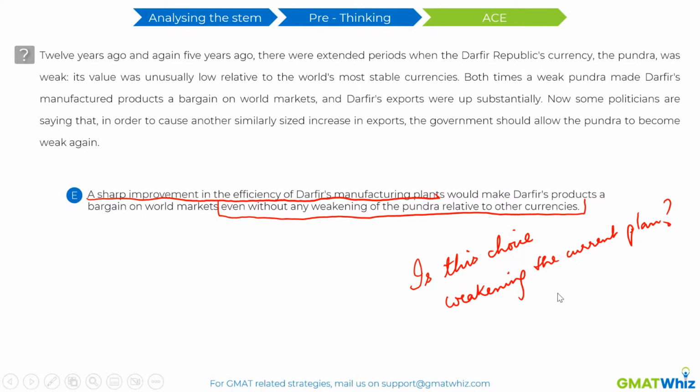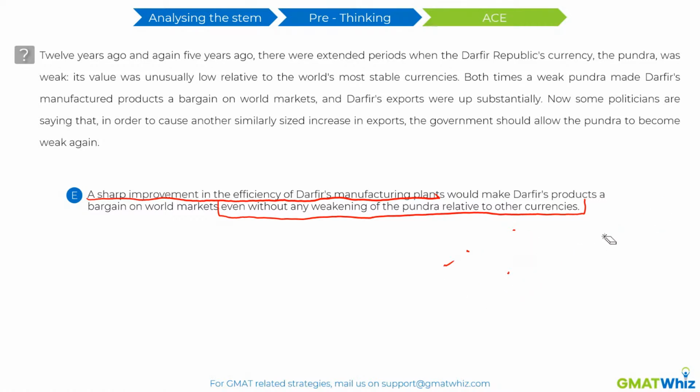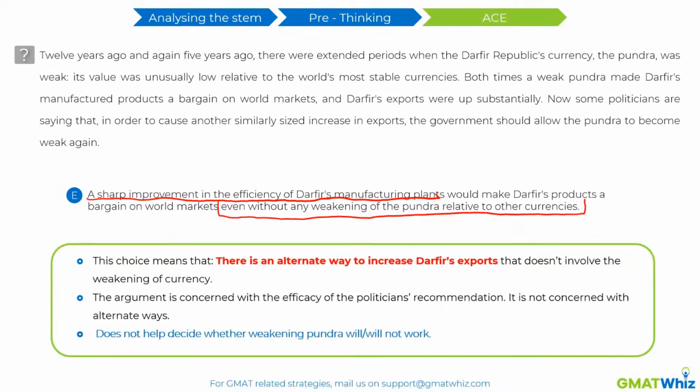This choice is stating an alternate plan. On a plan goal question, an alternate plan is never the correct answer. So this choice means there is an alternate way to decrease Darfur's export, and that alternate way doesn't involve weakening of currency. If it doesn't involve weakening of currency, this is out of scope. I think I would have also written somewhere here. Yeah.